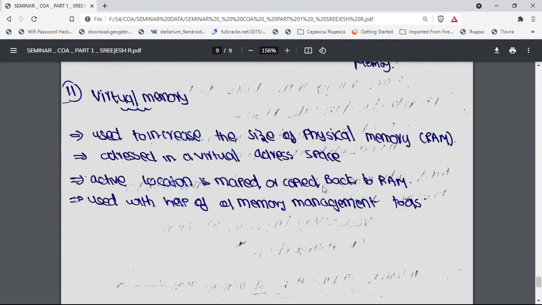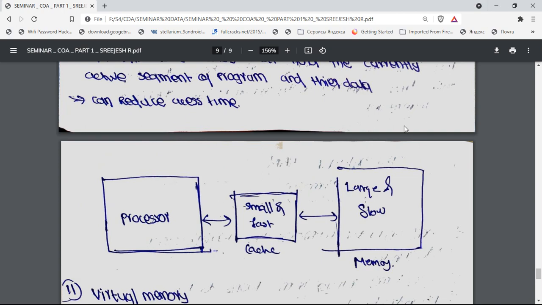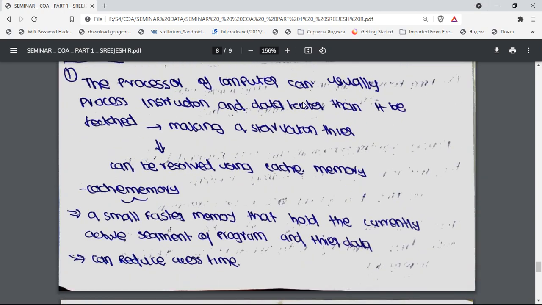So these are the topics, and I think they are easy to understand. From the next videos we will begin with the semiconductor RAMs. It is a much more complex topic, I think.